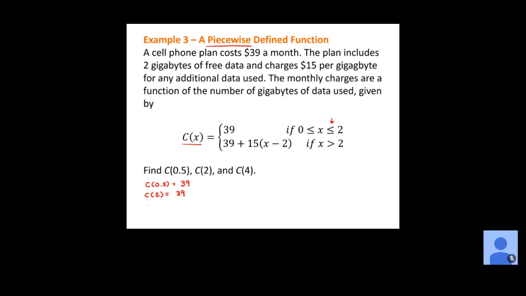All right, and then our last one here, we're going to look at C of 4. Again, which piece of the piecewise function are we using? This time we're using the bottom piece, right? Because now our x value is bigger than 2, so we've got to go to the bottom one. So now I'm going to substitute 4 everywhere I see an x using the bottom piece of my piecewise. We have 39 plus 15 times 4 minus 2. And now we just have to follow order of operations. What would I do first?